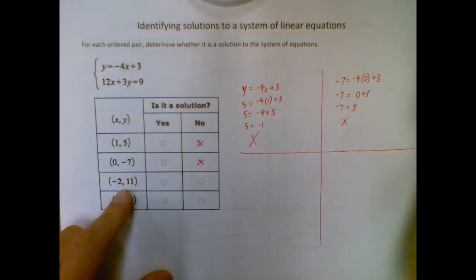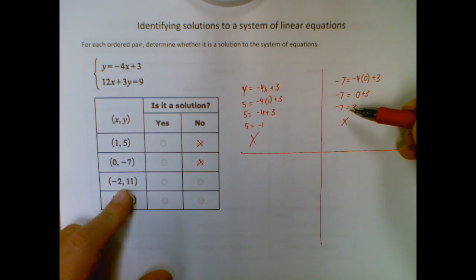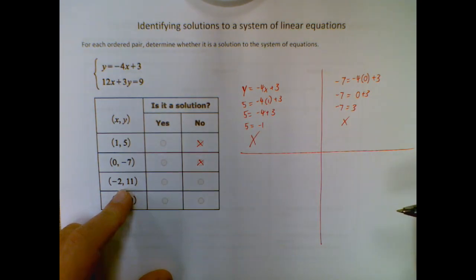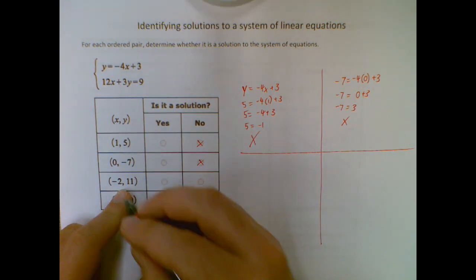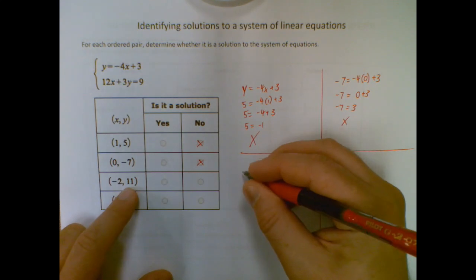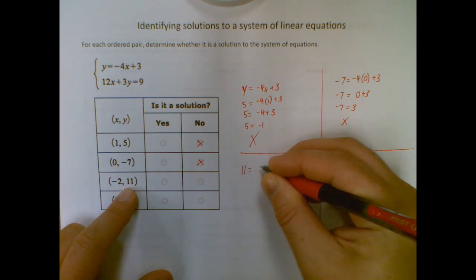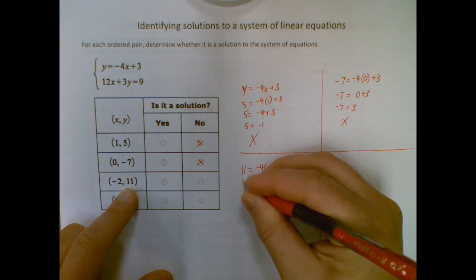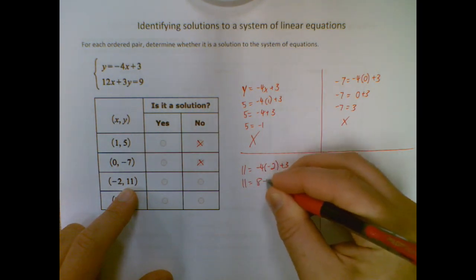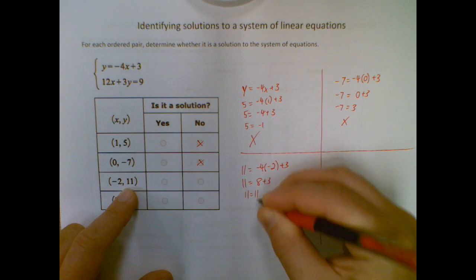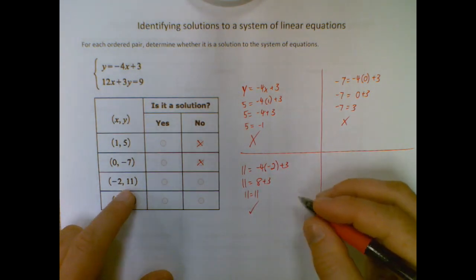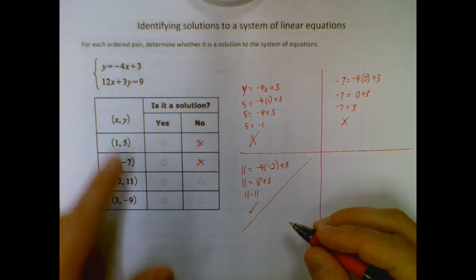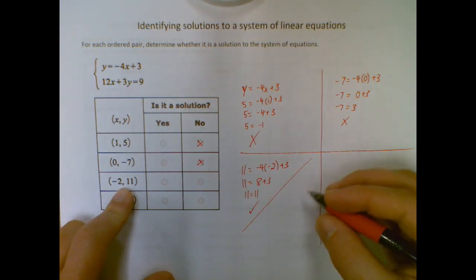Moving right along, these are actually working out nicely because the first one I'm trying is the one that's not working. Sometimes it works for the first one and not for the second, which takes a little bit longer to check. So let's see what goes on here. We have 11 equals negative 4 times negative 2 plus 3. 11 equals 8 plus 3, so 11 equals 11, which is true. So now I need to try my second equation to see if it works for that one as well.